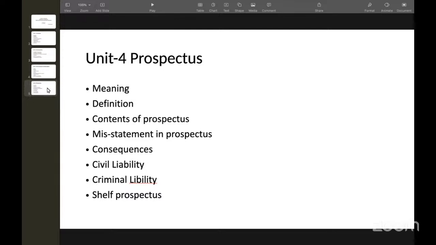Second is capital structure. Authorized, issued, subscribed, and paid up capital. Details of classes of shares, for example, equity or preference shares. Third, objectives of the issue: purpose for which funds are being raised, for example, expansion, debt repayment, working capital. Fourth, details of directors, promoters, and key personnel.